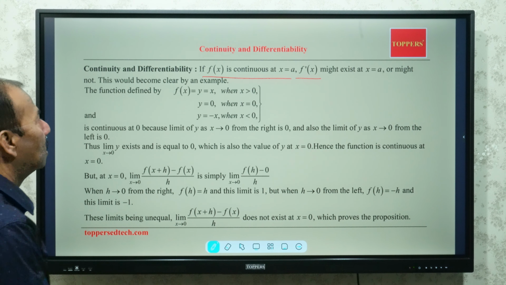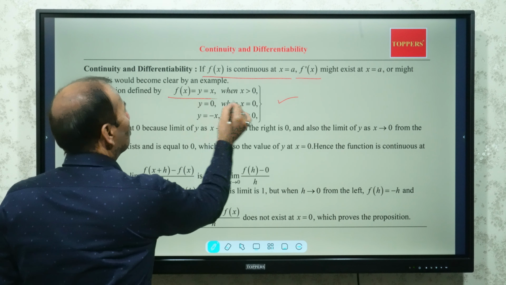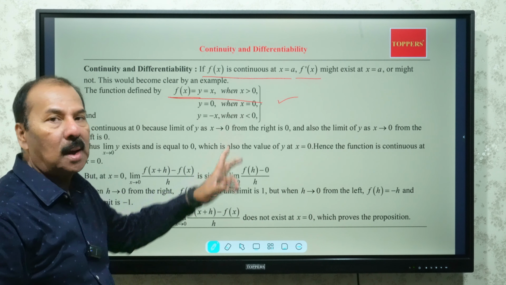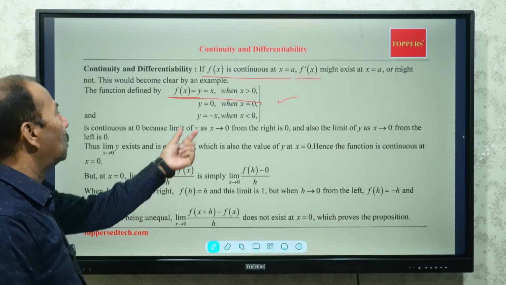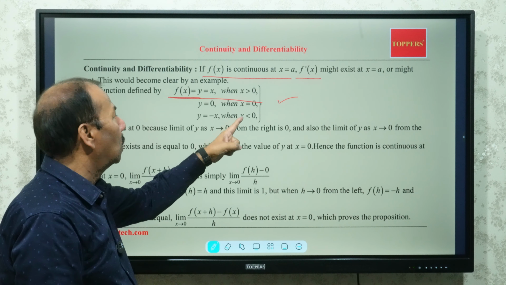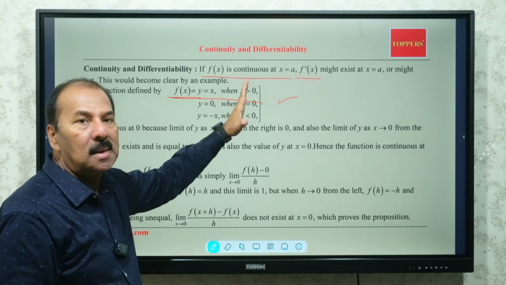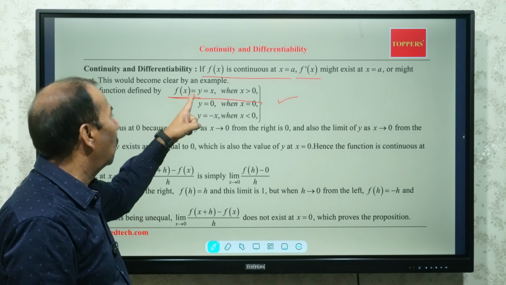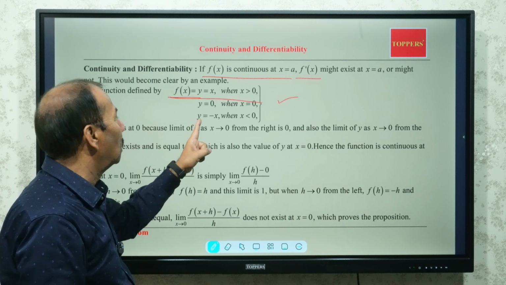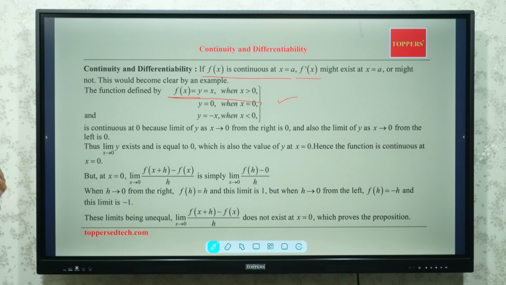So let us take this example to understand this. Consider y equal to f of x, which is equal to x when x is greater than 0, equal to 0 when x equal to 0, and equal to minus of x when x is less than 0. Meaning, the value of this f of x in different intervals is different.